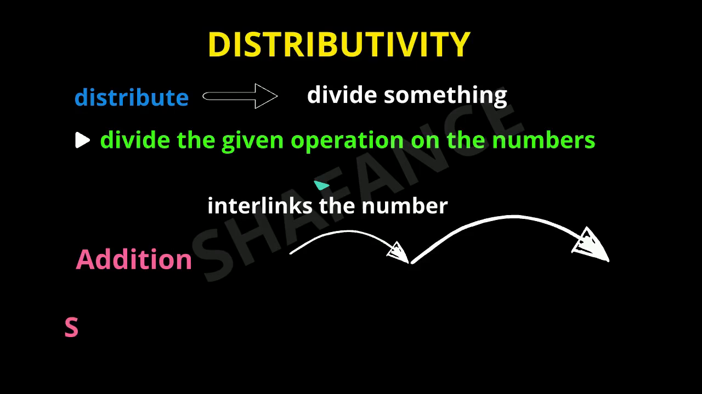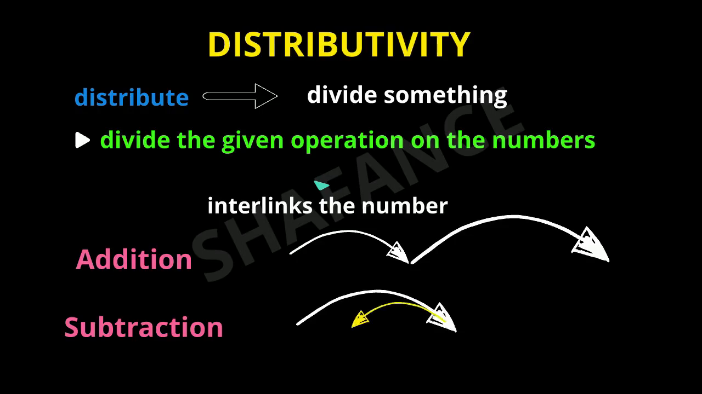Similarly, in subtraction, the first number is not dependent on the second number. Suppose our first number is 7, then we will move 7 steps and thereafter subtract from there according to what number is there in the subtraction. So in addition and subtraction, numbers are not interlinked. Therefore, these operations do not get distributed over the other operations.